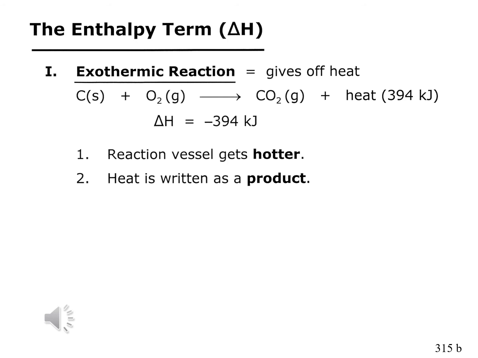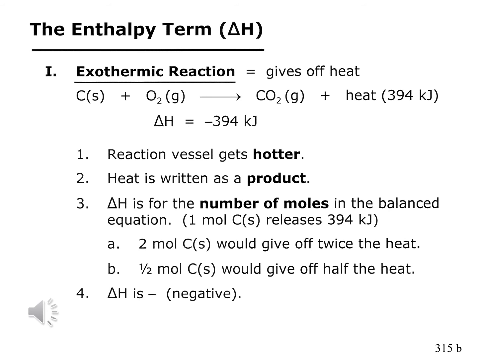You write the heat as a product because it's being produced, and the reaction vessel, like the grill, gets hotter. You also know from 131 that delta H is negative. The thing is that the way we measure heat is in what's called kilojoules. Joules are a physics thing I don't want to talk about. You can express either work, energy, or heat as joules. Kilojoules are 1,000 joules. All I want you to know about it is that's how we measure heat.